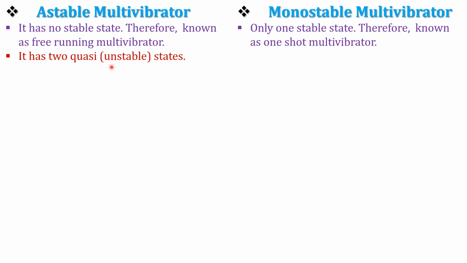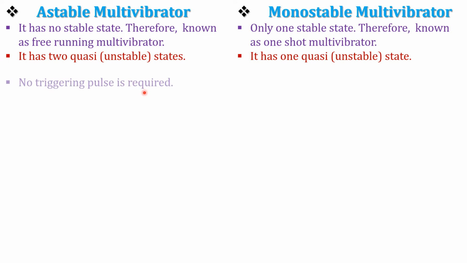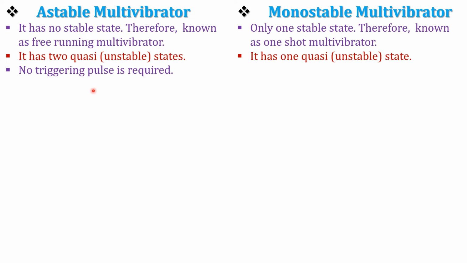Second point, we note the number of unstable states or quasi-states. For astable, there are two quasi-stable states. For monostable, only one state is a quasi-state or unstable. For astable, no triggering pulse is required, but for monostable, the triggering pulse is applied at pin number 2.